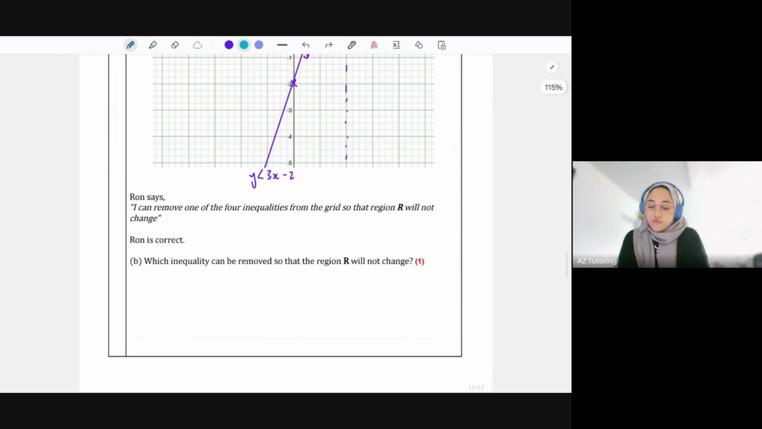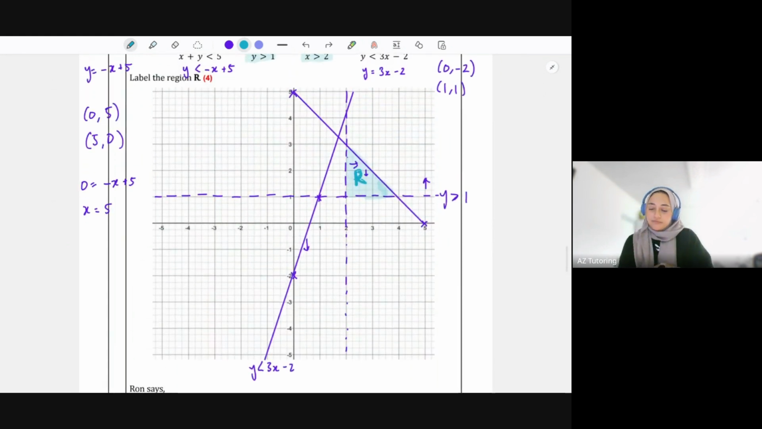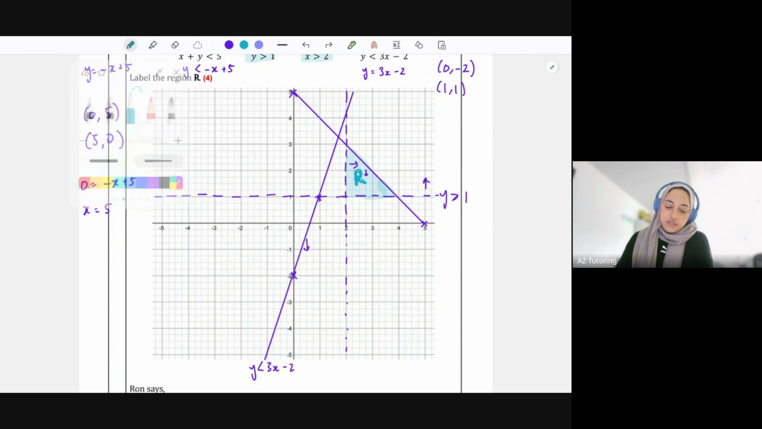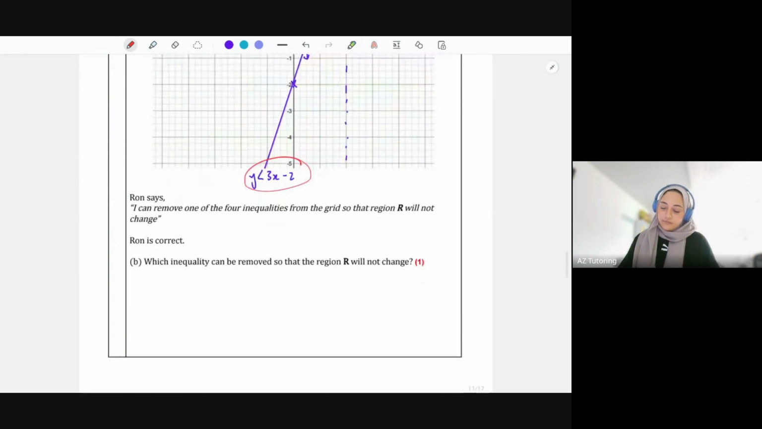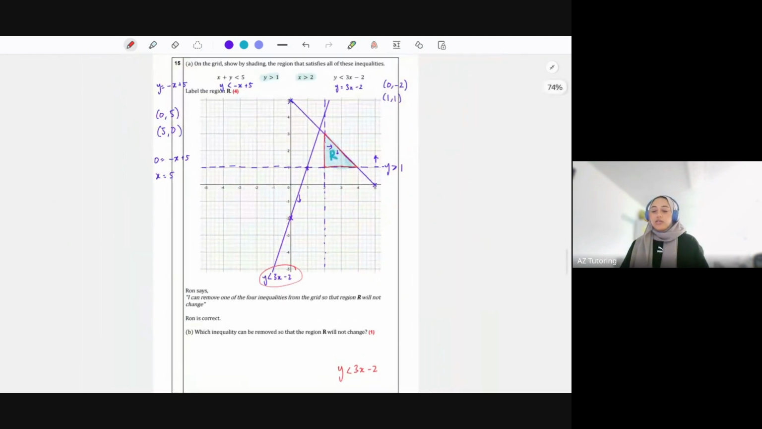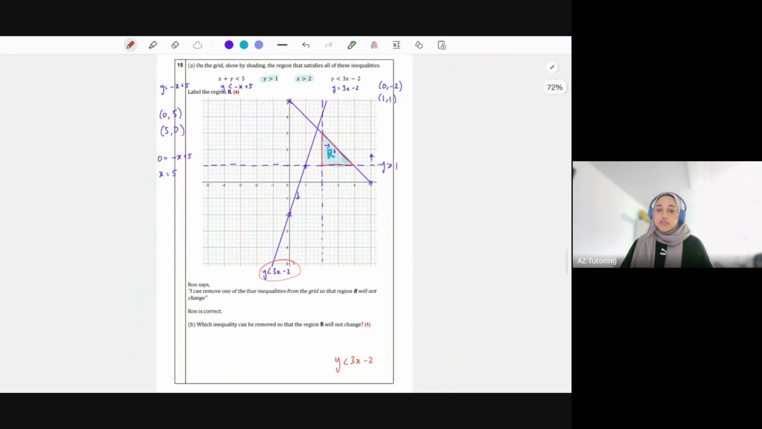Okay, Ron says I can remove one of the 4 inequalities from the grid so that region R will not change. Ron is correct. Which one inequality can be removed so that region R will not change? Well, you can see region R is bound between this line, this one, and this one. So the one that's not affecting it is this one here. And we know that that is y is less than 3x minus 2. So if you remove that inequality, it would not affect region R. So that's question 15.